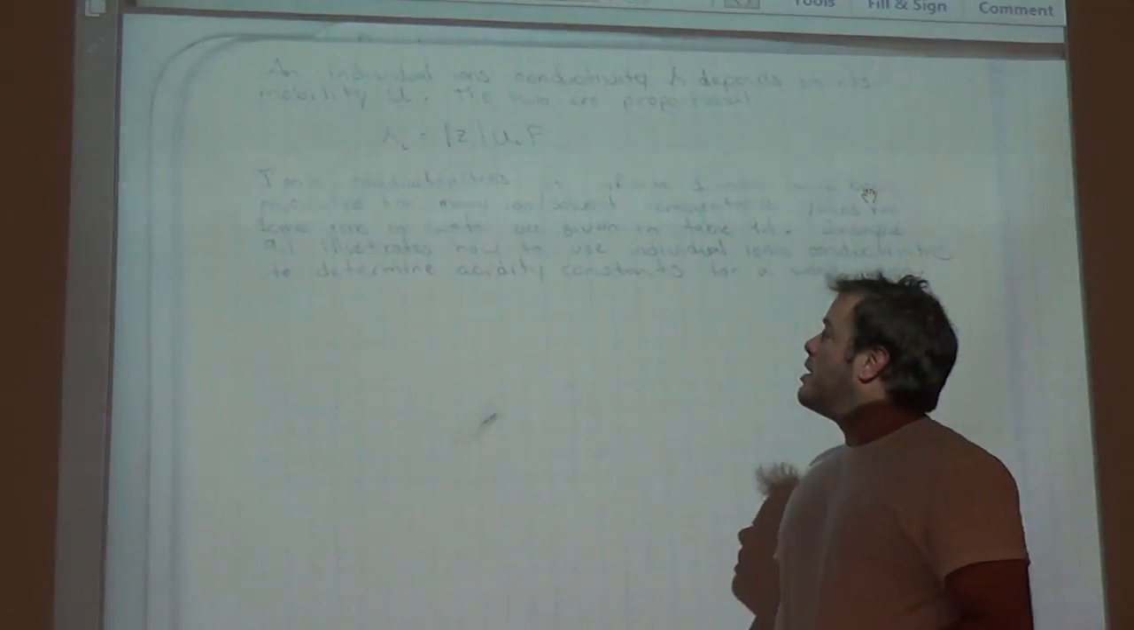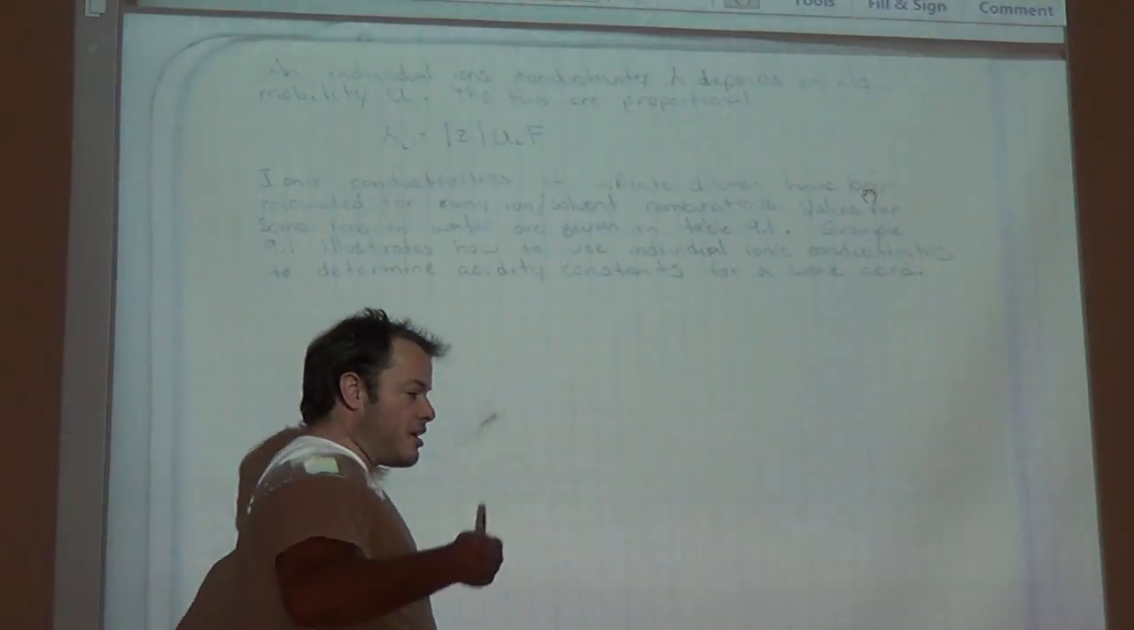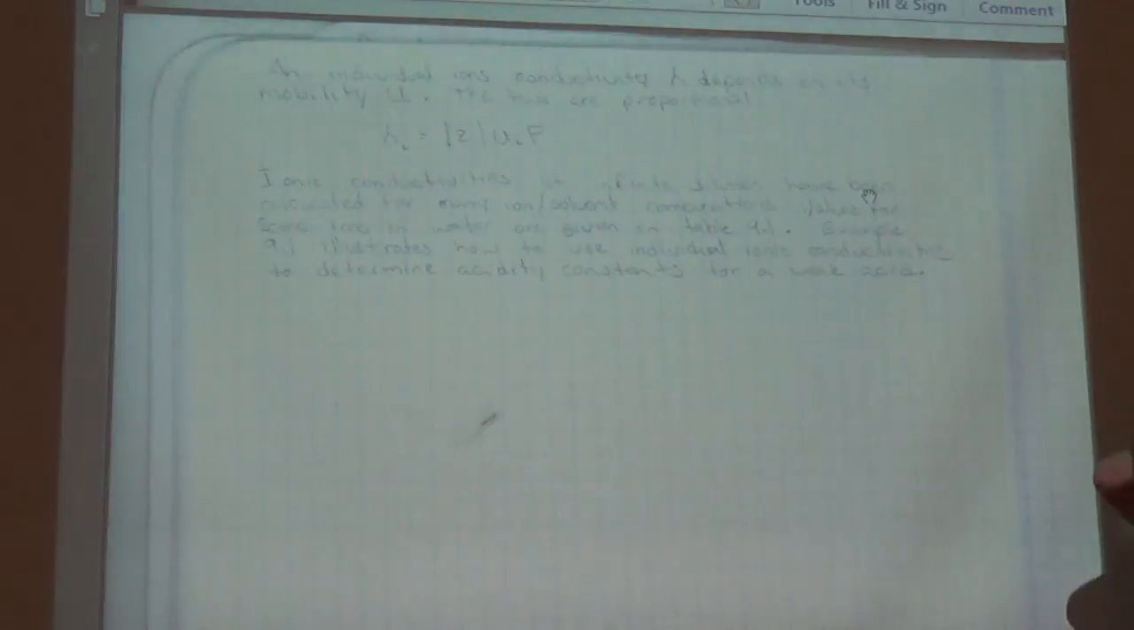And then just this expression over here that says that the individual conductivity of an ion depends on its mobility times its actual charge. And so the take-home message is that an individual ion's conductivity is dependent on the charge of the ion, the viscosity of the medium it's traveling in, and the actual size of the ion.